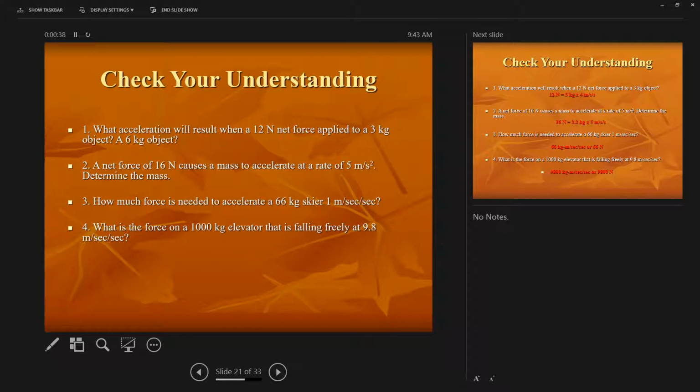So, a little quick review. What acceleration would result in 12 newton net force on a 3 kilogram object? Can anyone tell me? Number 1: what acceleration would result if you applied 12 newtons of force to a 3 kilogram object?